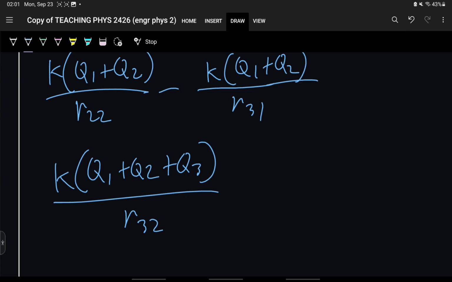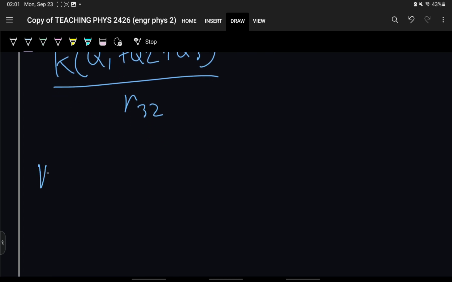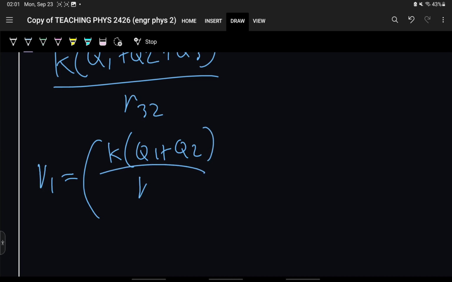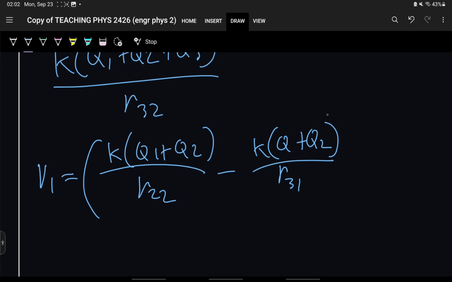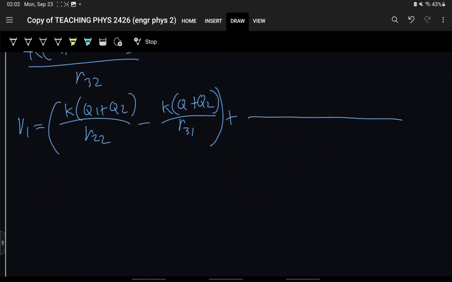If we combine all of these, the correct expression for potential V1 at the surface of M1 is V1 equal to K times Q1 plus Q2 all divided by R22, minus K times Q1 plus Q2 all divided by R31, and all of this is added to K times Q1 plus Q2 plus Q3 all over R32.